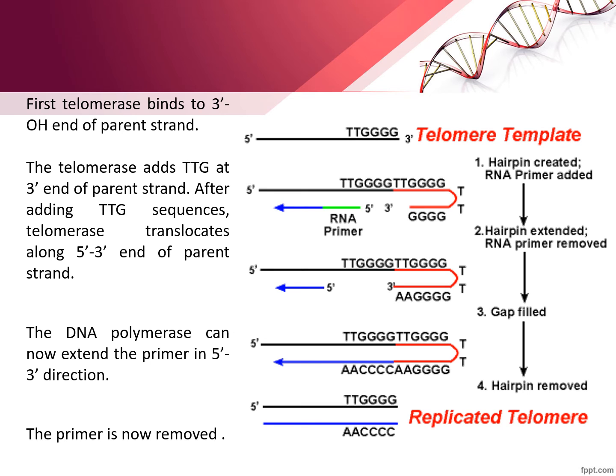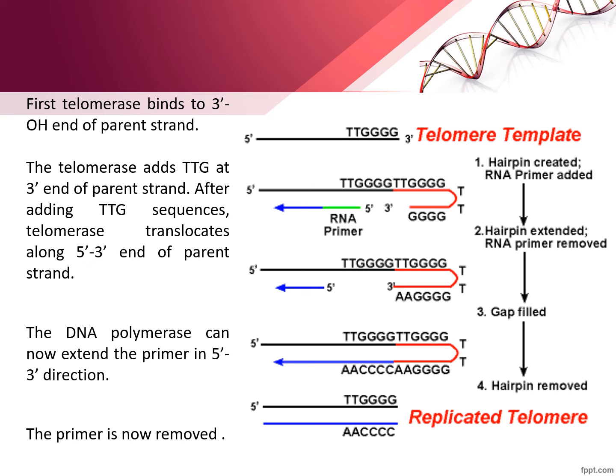The figure here is showing that the end of the chromosome is faithfully replicated. First, telomerase binds to the 3' OH end of the parent strand by hybridization between its AACCCCAAC RNA sequence and TTGGGG DNA sequences. The telomerase adds TTG at the 3' end of the parent strand. After adding TTG sequences, telomerase translocates along the 5' to 3' end of the parent strand.